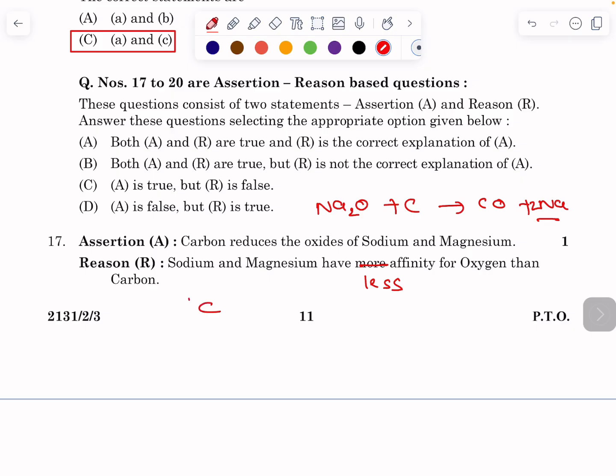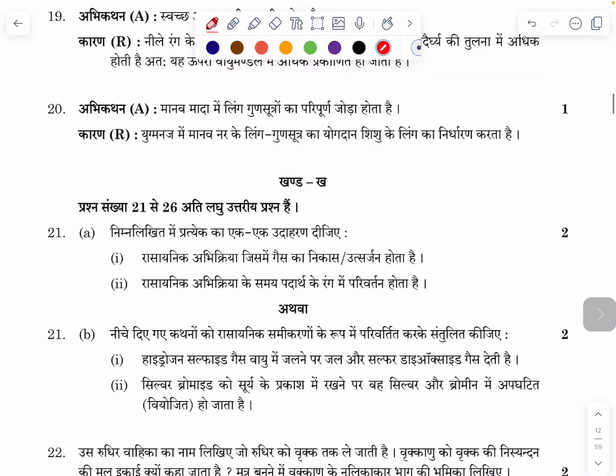So here you need to select option C. Yes, option C is the right answer. The assertion is true, but the reason is false. Okay, so next question.